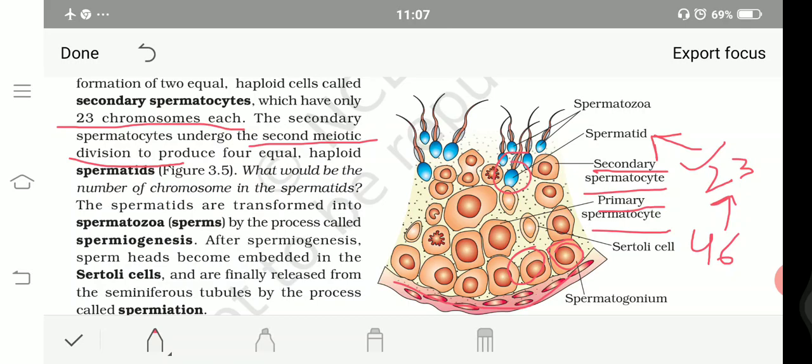Once the spermatocytes develop into spermatids, these spermatids develop into spermatozoa. These spermatozoa are basically the developed sperms. So I can say that this complete process, beginning with primary spermatocytes converting into secondary spermatocytes, then into spermatids and finally into spermatozoa, is called spermiogenesis. Spermiogenesis means development of the sperms.